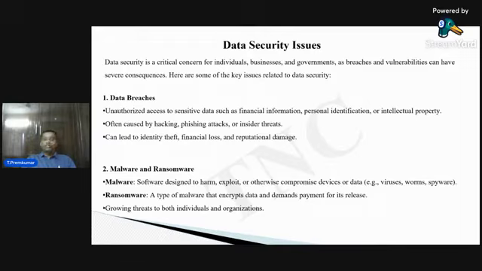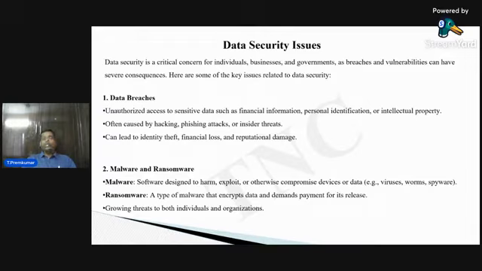When you talk about the issues in data science, security is a critical concern for individuals, businesses, and governments, as breaches and vulnerabilities can have severe consequences. So we'll be seeing one by one what data security issues we have in the case of data science.